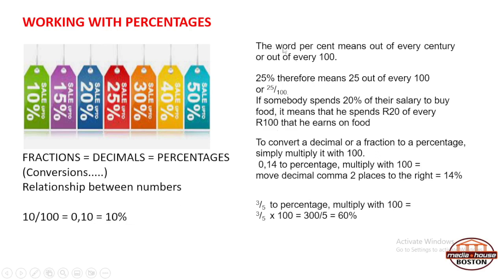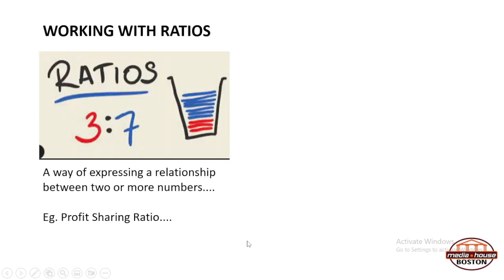So the word percent means out of every hundred. So 25% therefore means 25 out of 100, which can be converted to a decimal of 0.25. These are things that we already explained, and we also covered ratios, which are a way of expressing the relationship between two or more numbers.